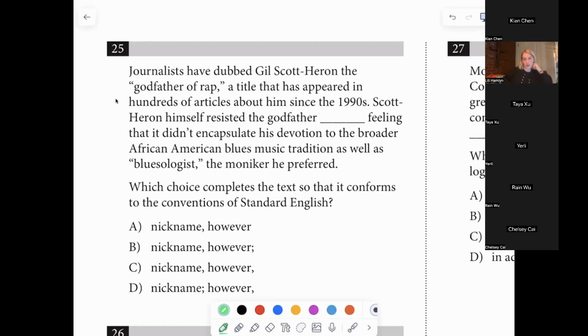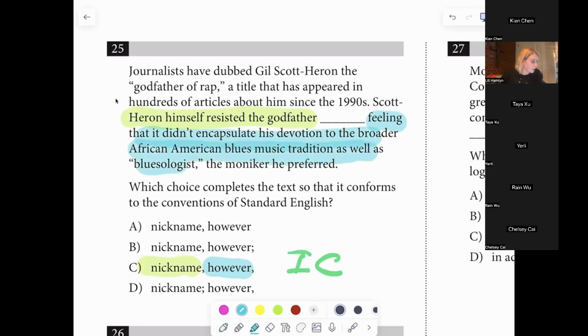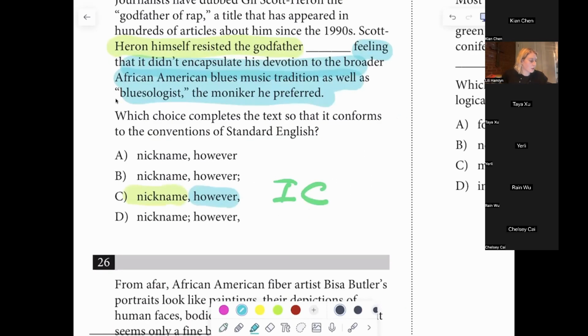Okay. So this one's a bit confusing, right? We've got "Heron himself resisted the Godfather nickname," an independent clause. But then we've got this little one here. And then we've got "feeling that it didn't encapsulate his devotion to the broader African American music tradition, as well as bluesologist, the moniker he preferred." So actually, we've got an independent clause, and then the "however" acts here as a tiny non-essential.